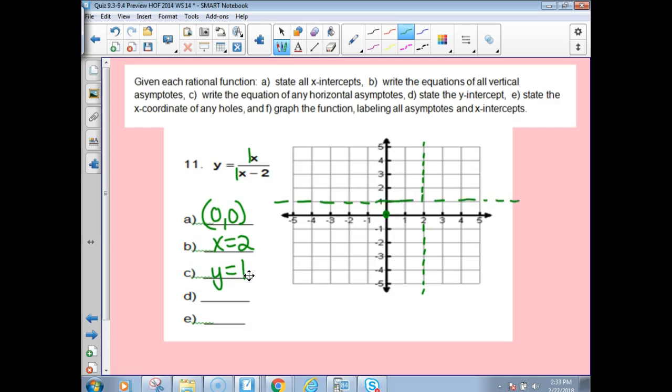Okay, D is state the y-intercept. Plug in 0 for x, you've got (0, 0). It's the same as the x-intercept. In E, do we have any holes? No. F, we've got to graph it.